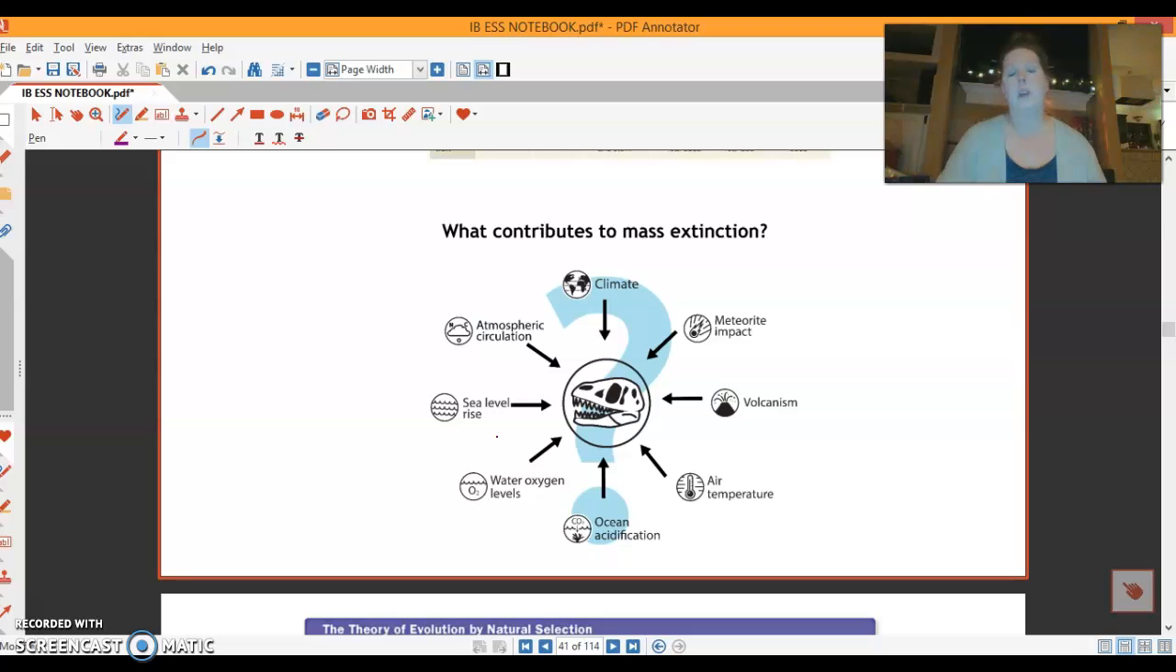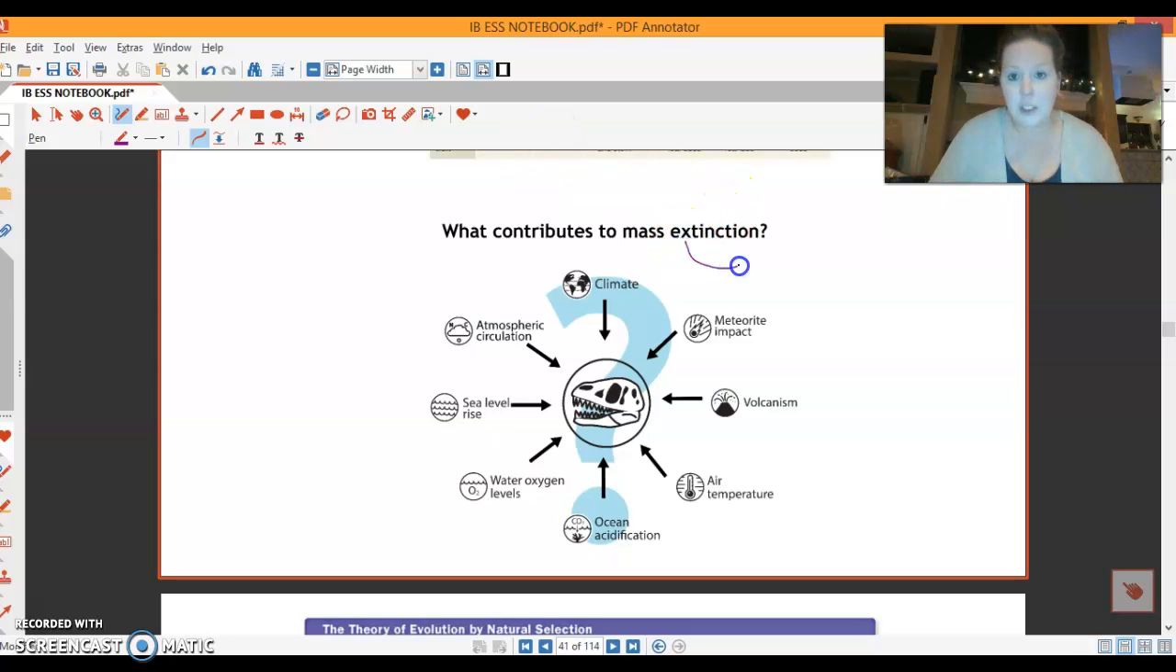Now, one of the big questions that we have to ponder is what contributes to mass extinction? Now, when I say mass extinction, most of you are going to think, oh, the dinosaurs, they went extinct because of a meteor. Yes, that's true. And that's probably the most well-known extinction. But the Earth has had several different extinction events over its 4 billion year history. The Ice Age can be considered one. That's the latest one, okay? But there have been several, and we know this because of fossil evidence, all right? So, what are factors that would cause a massive decrease in biodiversity, which would be an extinction event, okay?